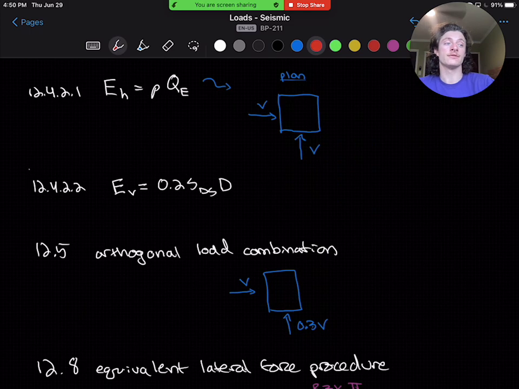12.4.2.2 details the vertical seismic load effect, EV, which is solely based on the dead load and our SDS spectral design acceleration value.